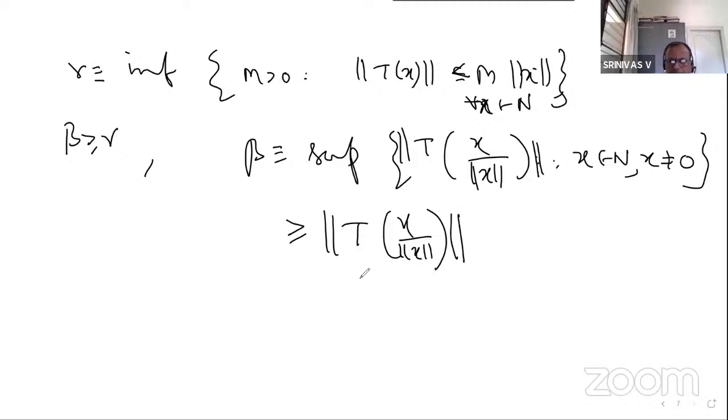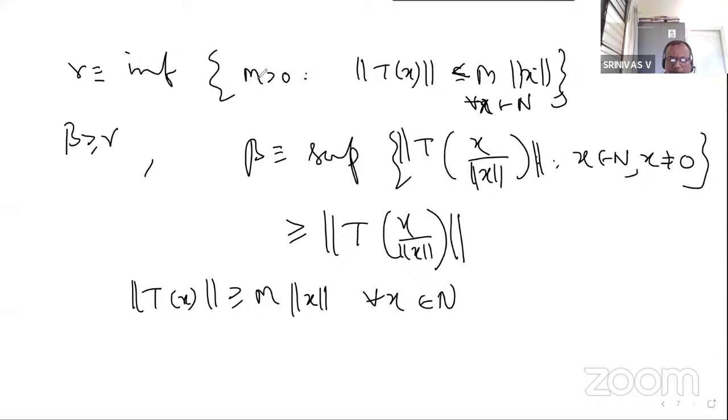Okay, and if you take one m value, what happens? You have norm Tx is greater than or equal to m times norm x, for all x in N. If you take one m value, you have this. Okay, you bring norm x to this side. What happens? This is norm T of x by norm x is greater than or equal to m.